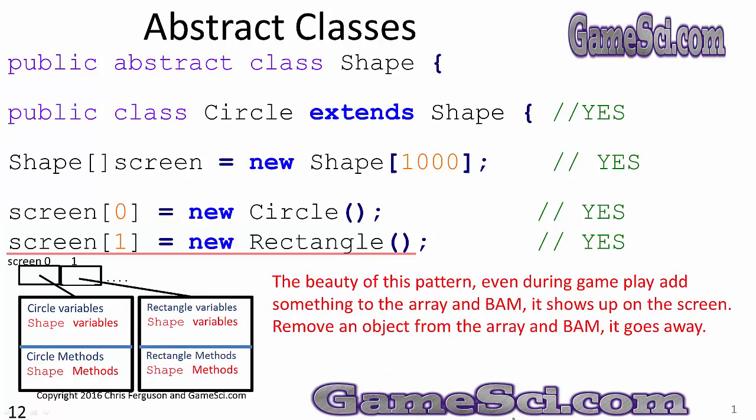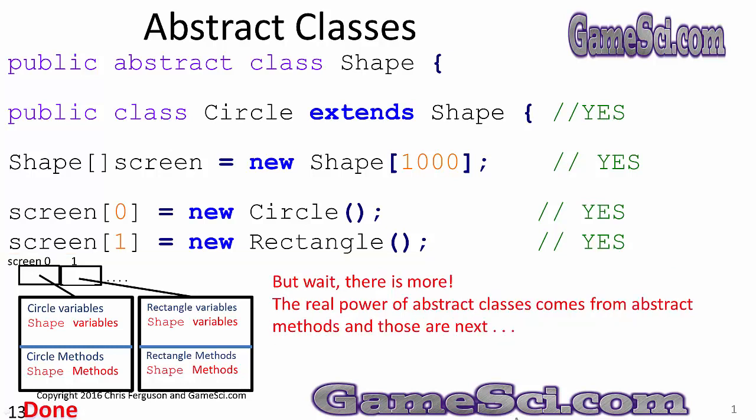Here's the beauty of this pattern. Even during gameplay, you could add something to the array and bam, it shows up on the screen. You can remove an object from the array and bam, it goes away. If during the game you wanted shapes to disappear after they were knocked down, all you have to do is take them out of the array and they'll no longer be drawn on the screen. If you want to add new elements, just add them to this array and they'll show up on the screen. But wait, there's more. The real power of abstract classes comes from abstract methods, and those are next.